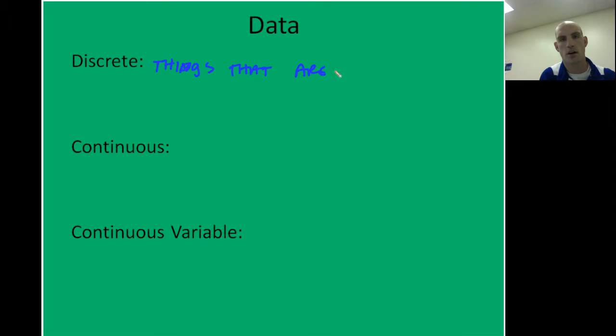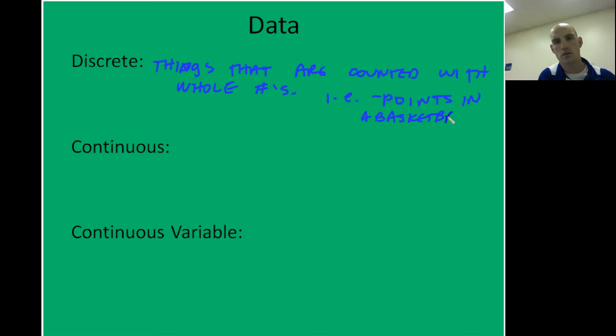That are counted with whole numbers. So, for example, points in a basketball game. Regular intervals. Intervals using the numbers on the number line. A continuous set of data would be things that don't conform to the numbers on a number line.